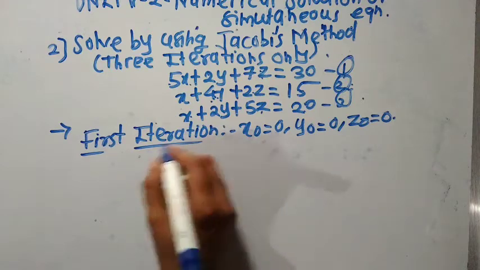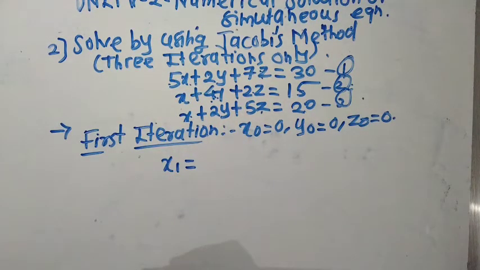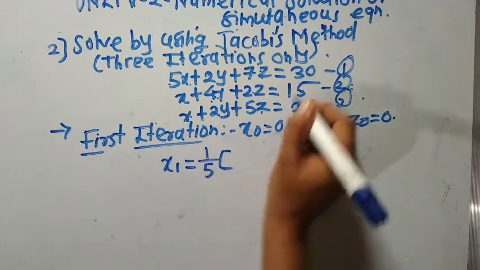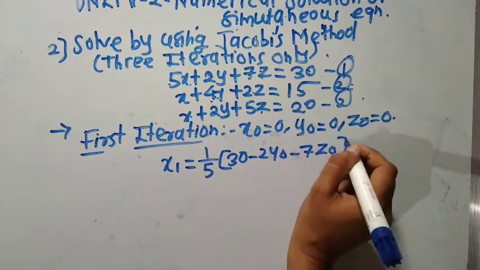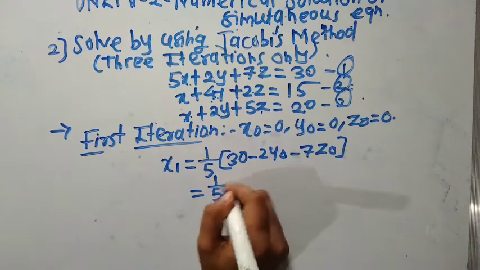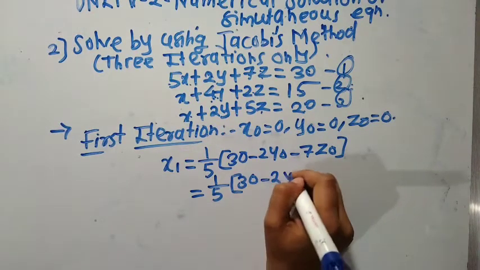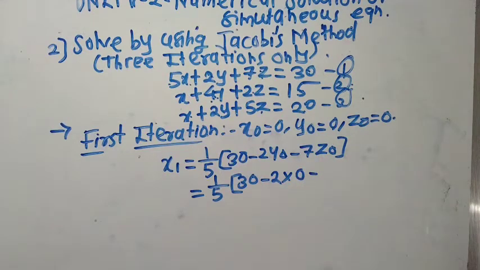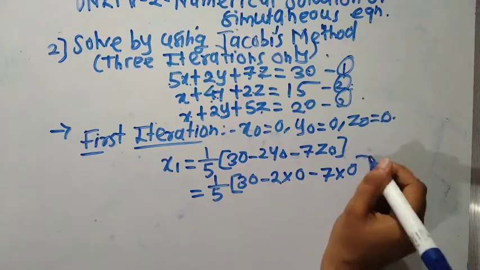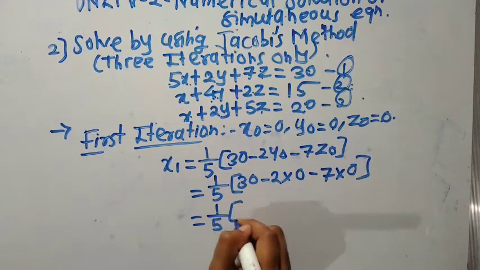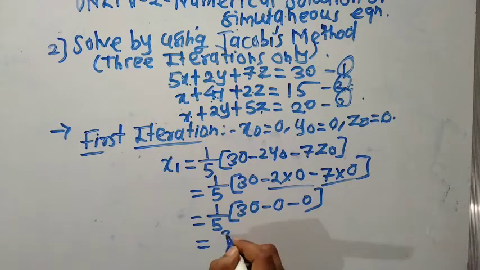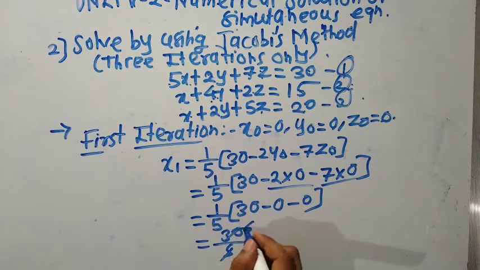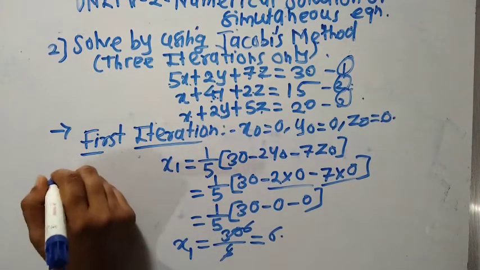So for the first iteration, find out x1, which is equal to 1 divided by 5, 30 minus 2y0 minus 7z0, which is equal to 1 divided by 5, 30 minus 2 into y0 is 0 minus 7 into z0 is 0. And here 1 divided by 5, 30 minus 2 into 0 is 0 and 7 into 0 is 0, which is equal to 30 divided by 5. So 5 into 6. So x1 is equal to 6.